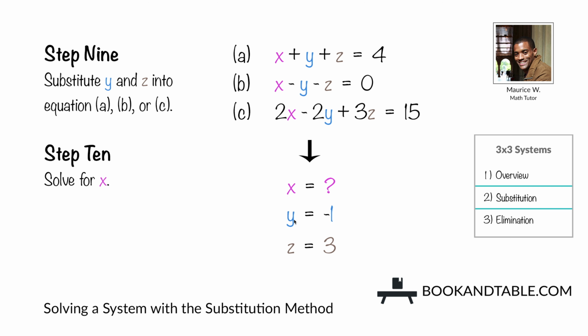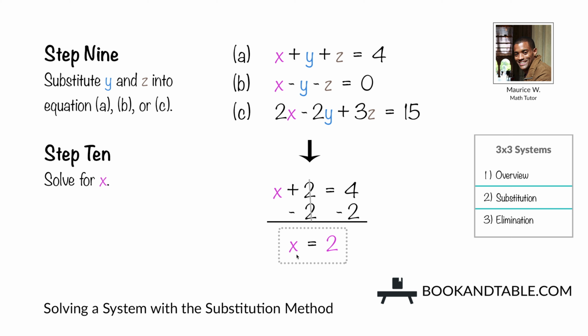So if we plug y is equal to negative 1 and z is equal to 3 into equation A, we get x minus 1 plus 3 is equal to 4. Negative 1 plus 3 is positive 2. And now we subtract 2 from both sides, showing us x is equal to 4 minus 2, which is positive 2. So when we substitute y and z into equation A, we get x is equal to 2.